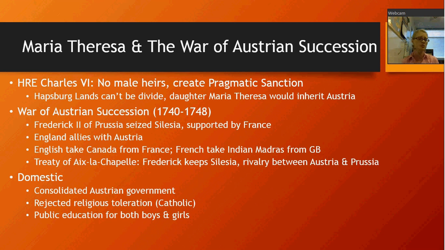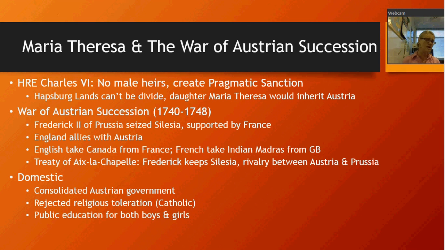Just some other things to note about Maria Theresa in terms of her domestic policies. So she definitely rules as an absolute monarch in Austria. She decides that she's going to consolidate the Austrian government into a single sort of body. She does set up some bureaucratic reforms in the government as well so that it runs more smoothly. Now, Austria is mostly a Catholic country. Maria Theresa herself was a Catholic, and she does reject religious toleration in Austria, unlike they had done in Prussia, and tries to get Protestants and Jews to convert to Catholicism.